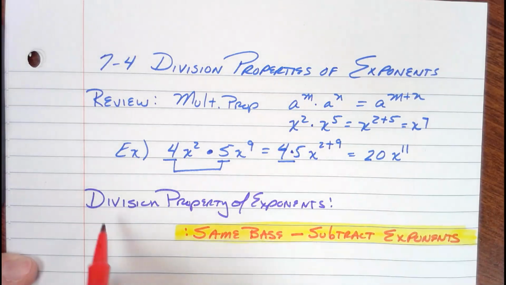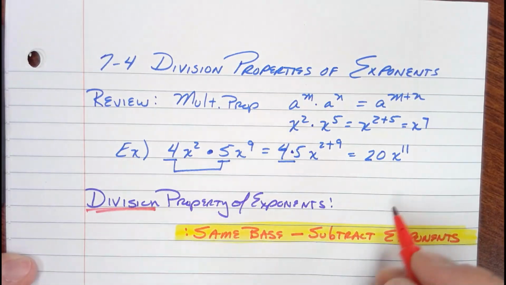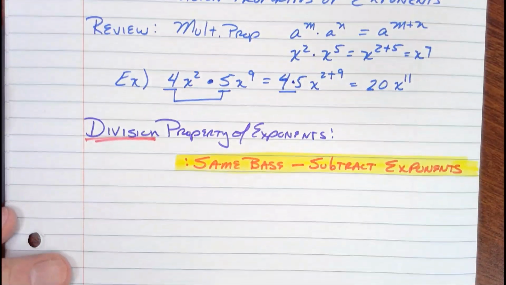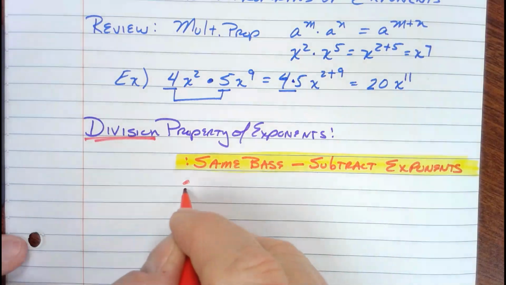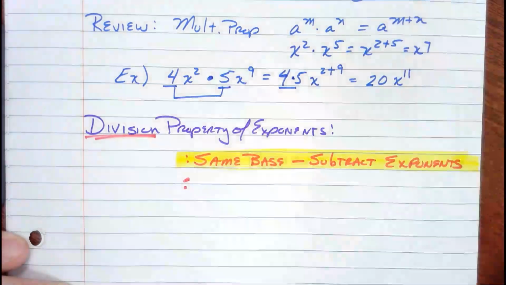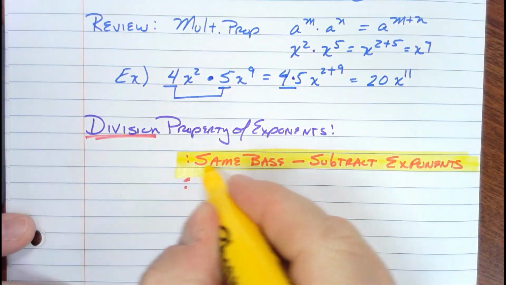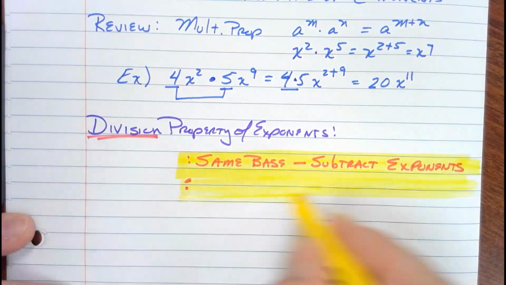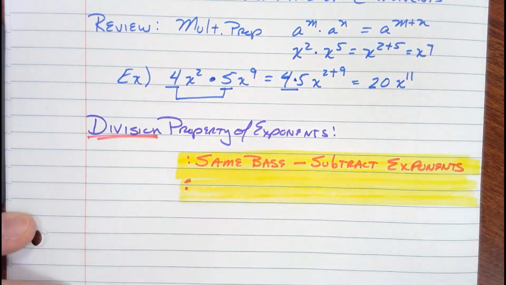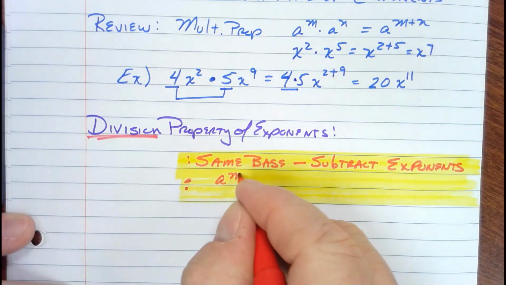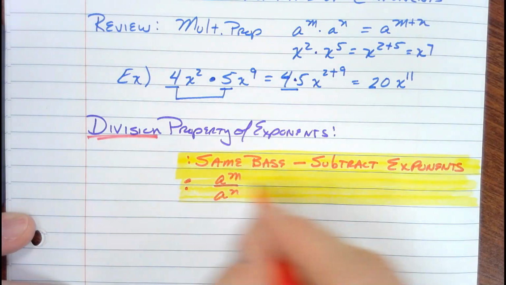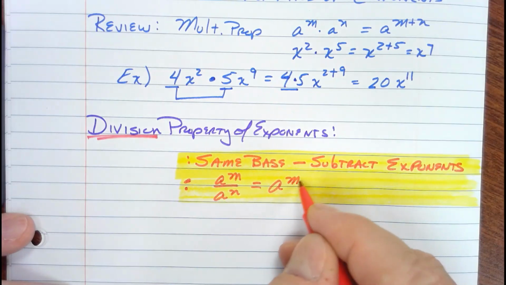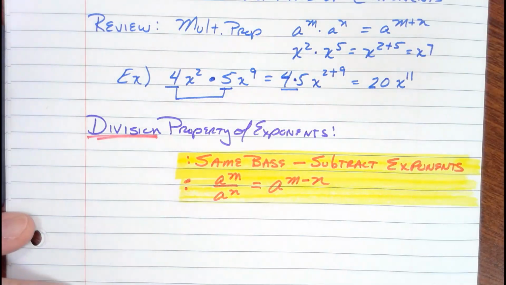And by division, I want to remind you, all fractions are division problems. All fractions are division problems. So if we write that in an algebraic notation, it's going to look like a to the m over a to the n. That says division. In this case, I am going to subtract the exponents.